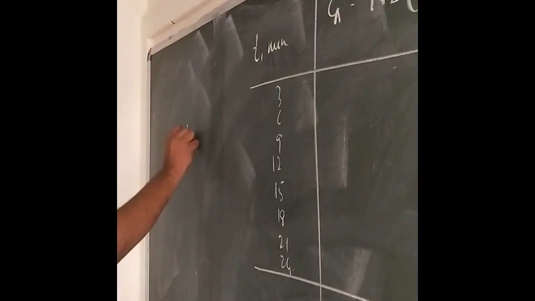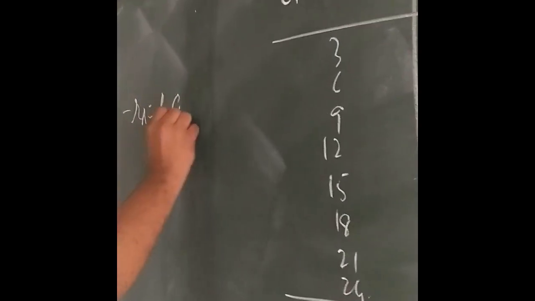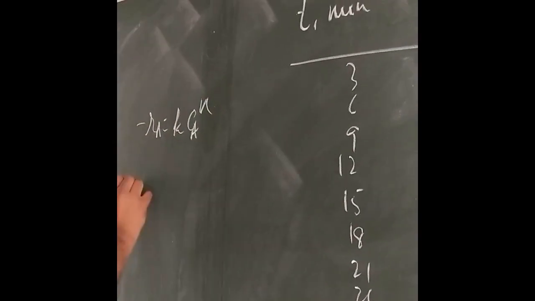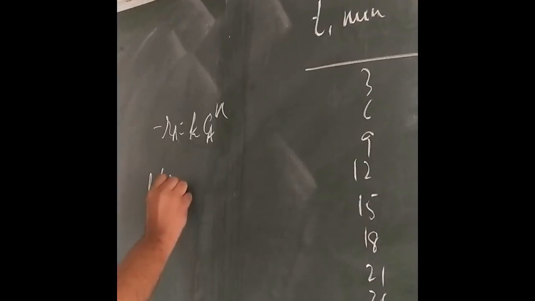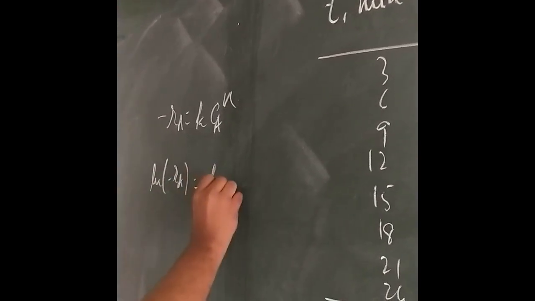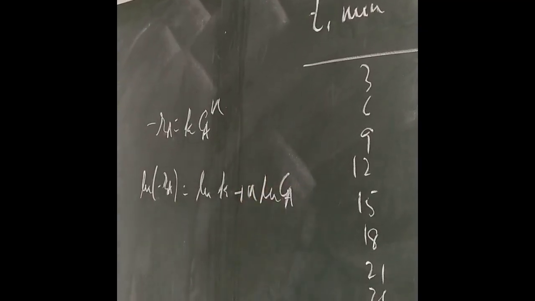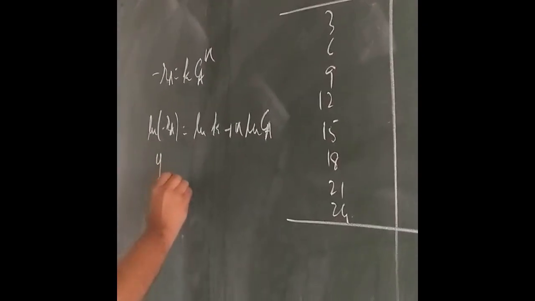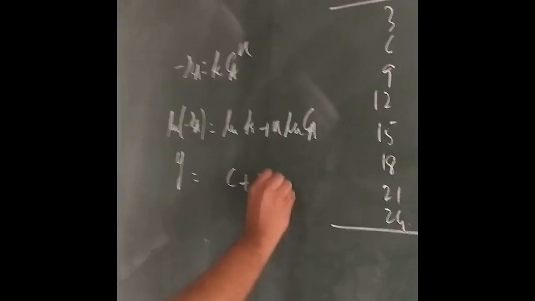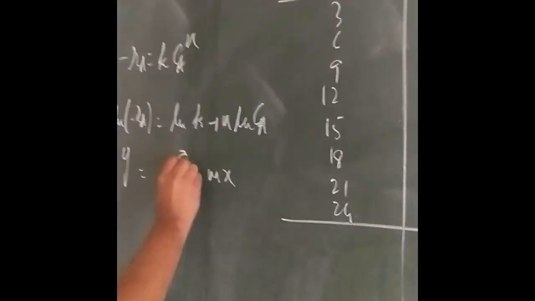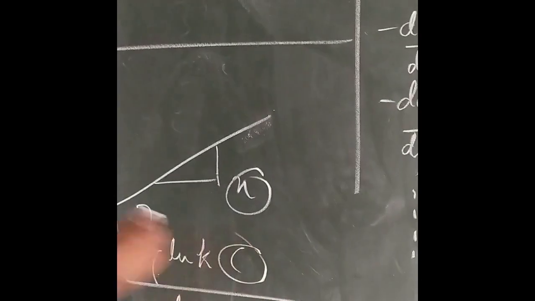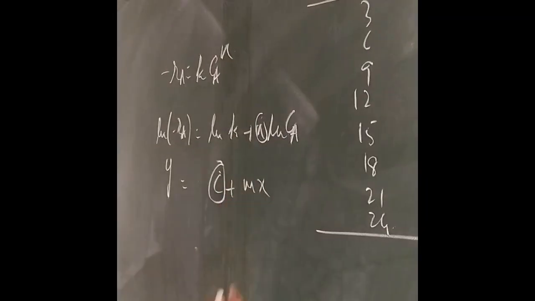If you see the equation, we know minus RA is equal to k into CA to the power n. If you take the natural logarithm on both sides, this will be ln of minus RA, which is equal to ln k plus n ln of CA. This is of the form y is equal to c plus m into x, where c is the intercept and n is nothing but the slope.